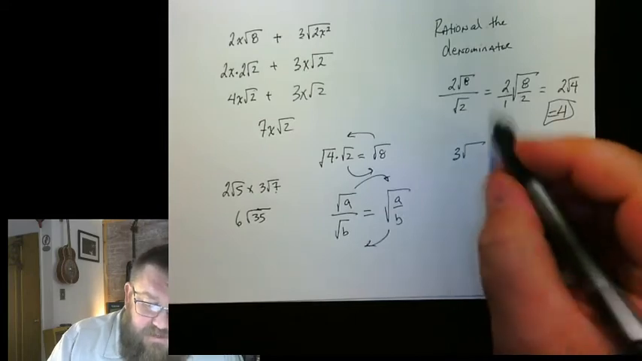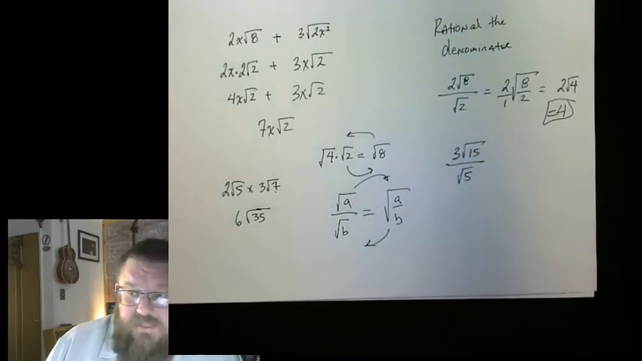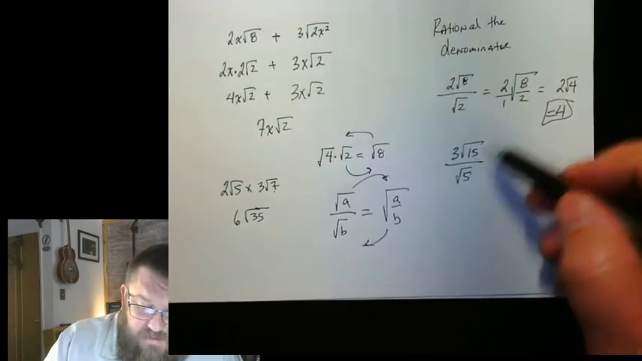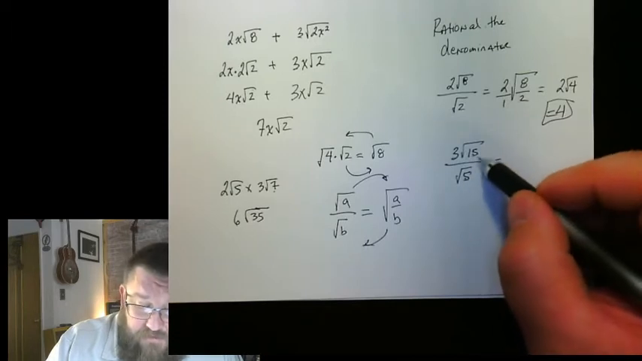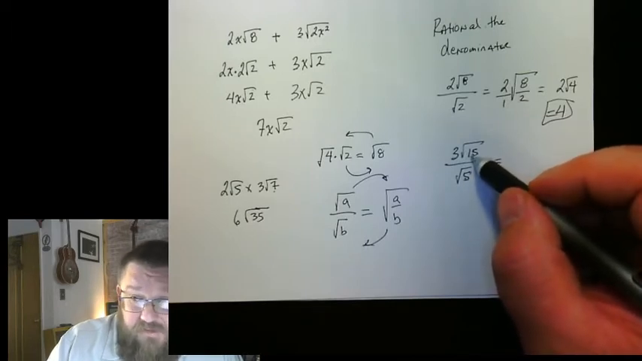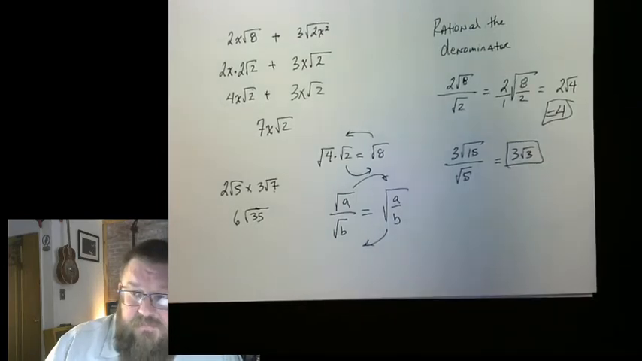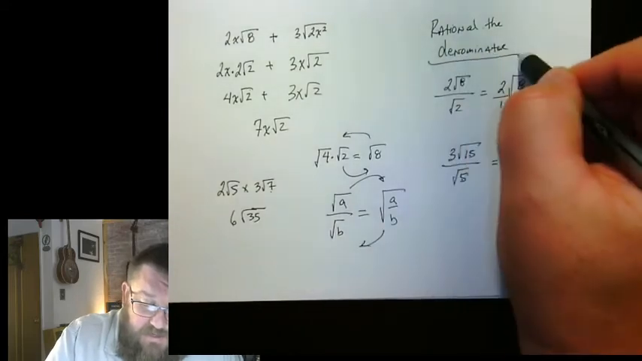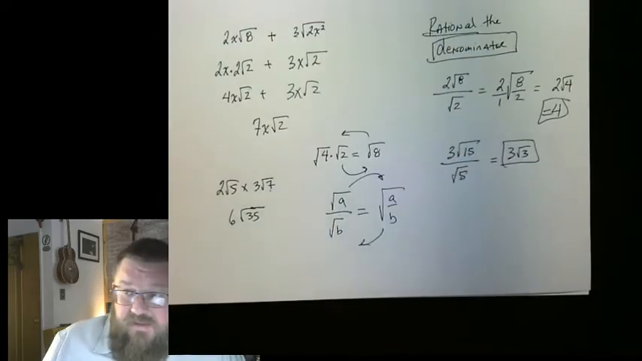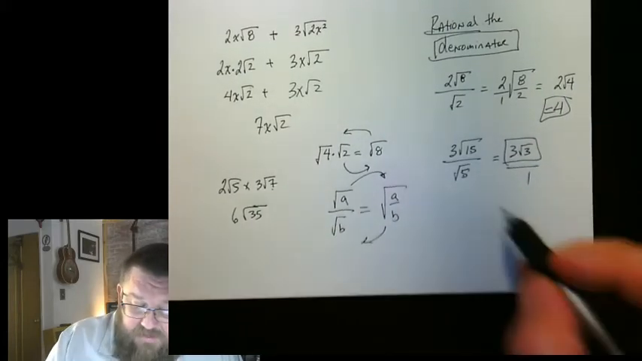Let's say we had 3 square root of 15 divided by the square root of 5. Now, here's the deal. 5 goes into 15 3 times, so the square root of 5 goes into the square root of 15 the square root of 3 times. So this is 3 root 3. You see? So here's one thing that's a big deal about fractions. The denominator has to be a rational number. The denominator of a fraction is a rational number. So this is okay, because here the denominator is 1.